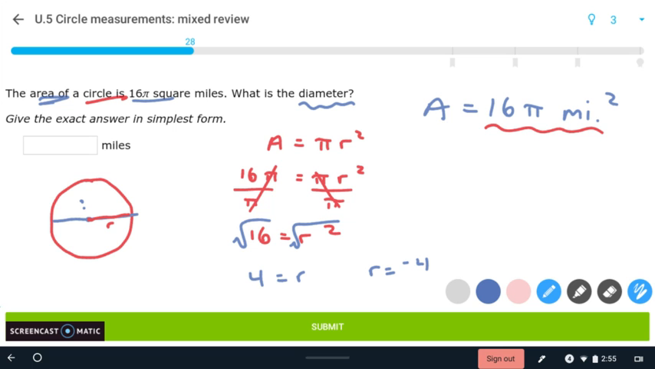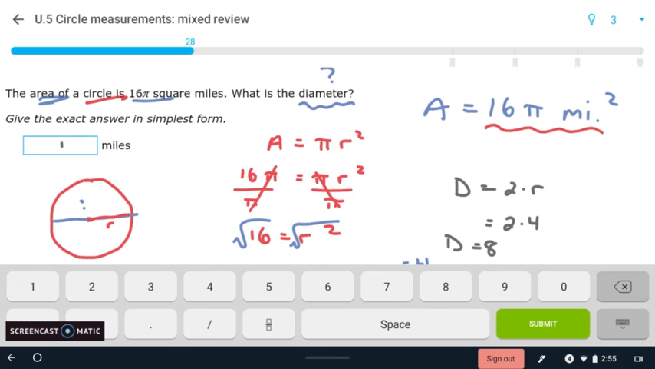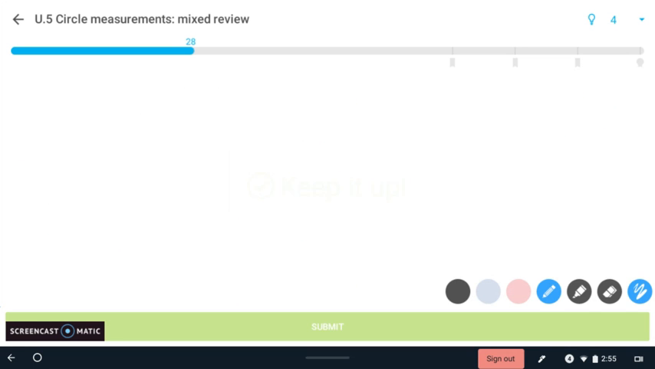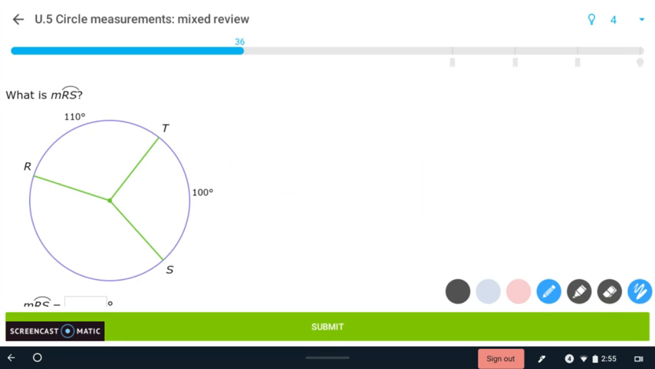Okay, now we found the radius. How are we going to use the radius to get the diameter? Well, as I'm sure you're saying right now, the diameter is 2 times the radius. So to get that diameter, it's 2 times the radius. So we'll do 2 times 4. So the diameter equals 8. There we go. Another one all finished up.